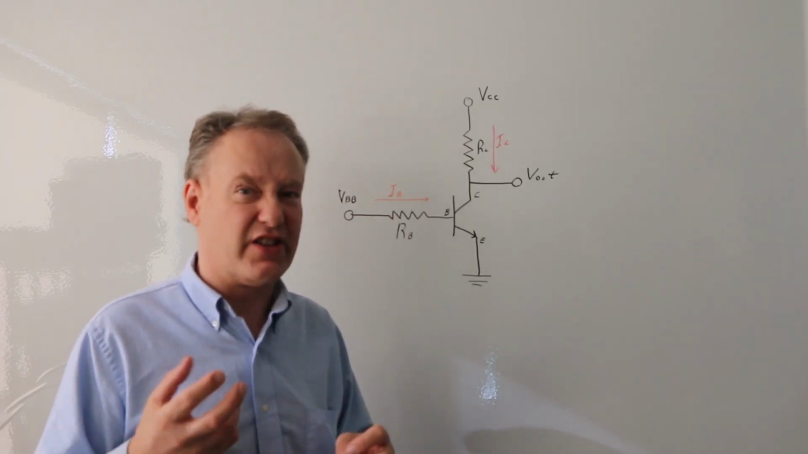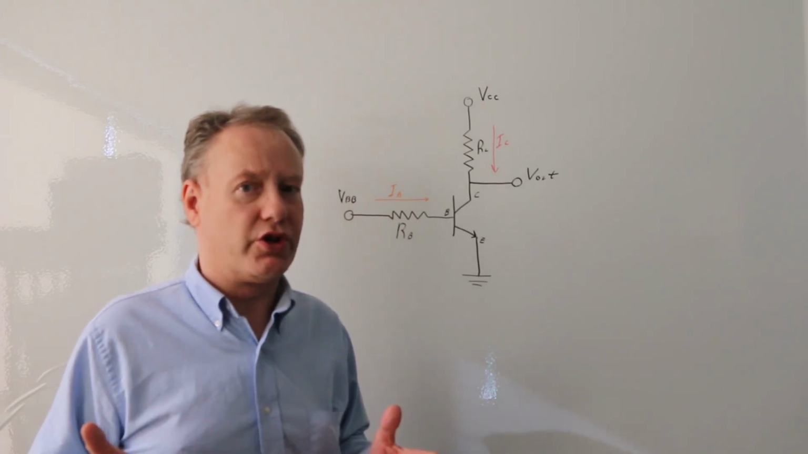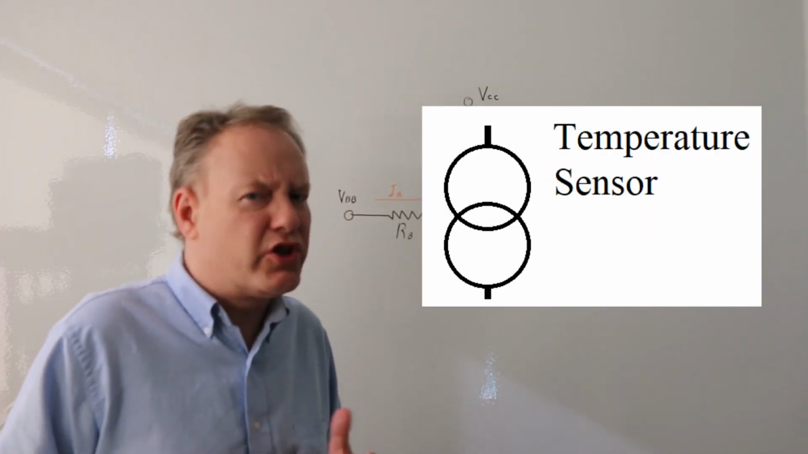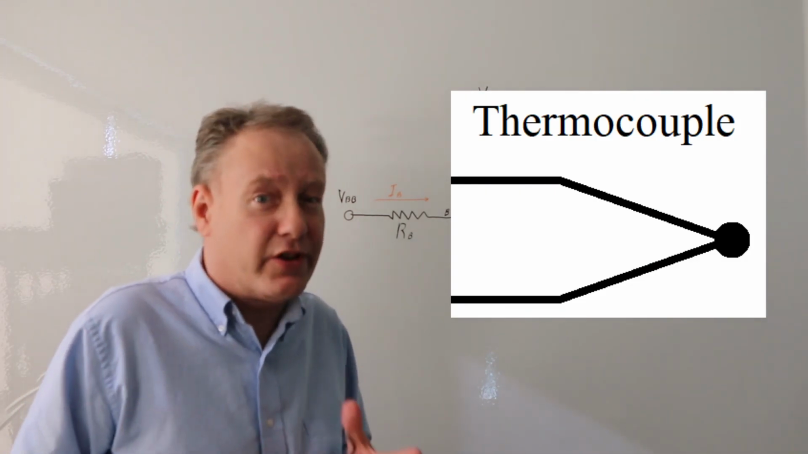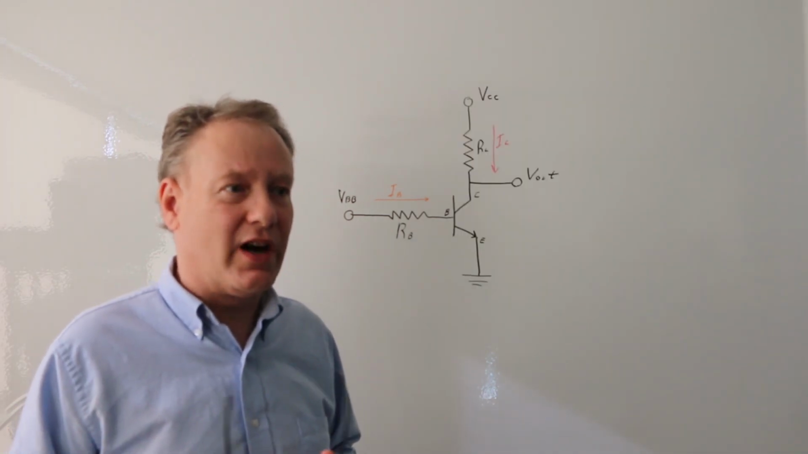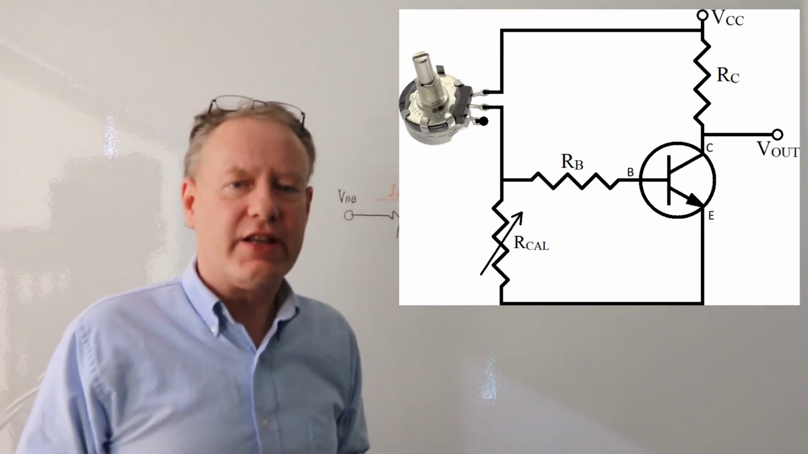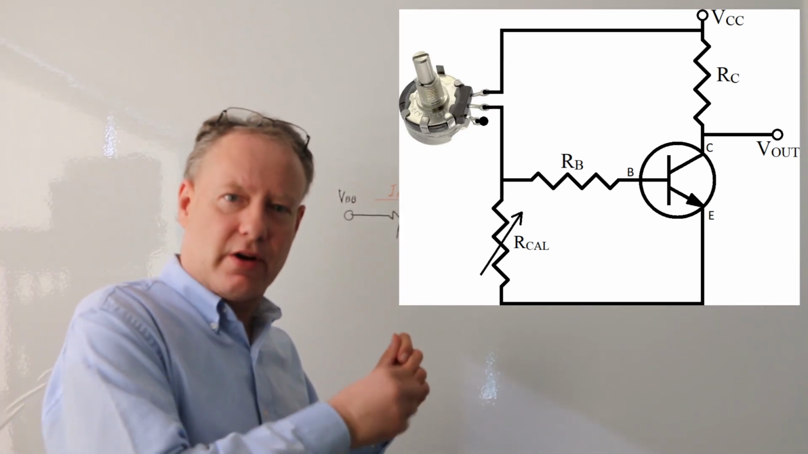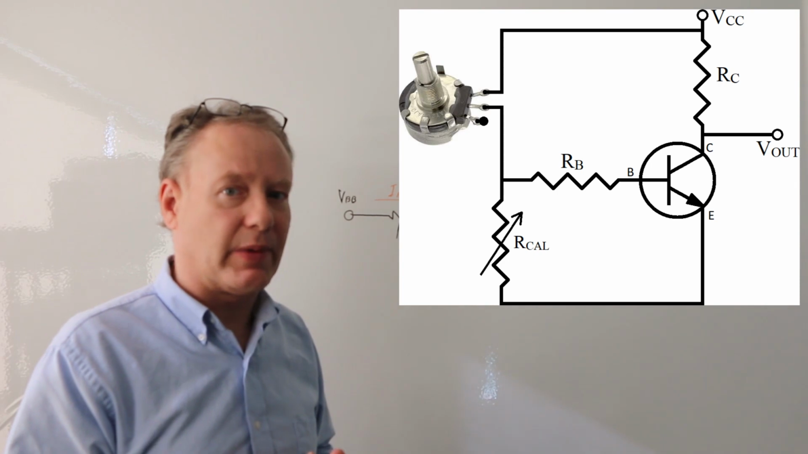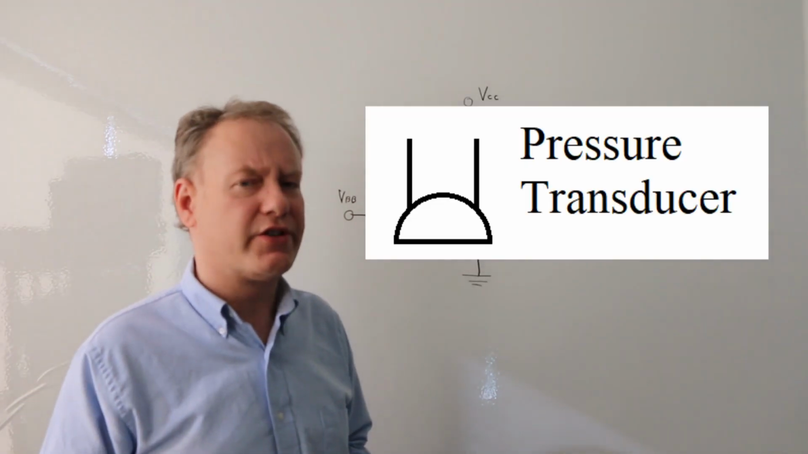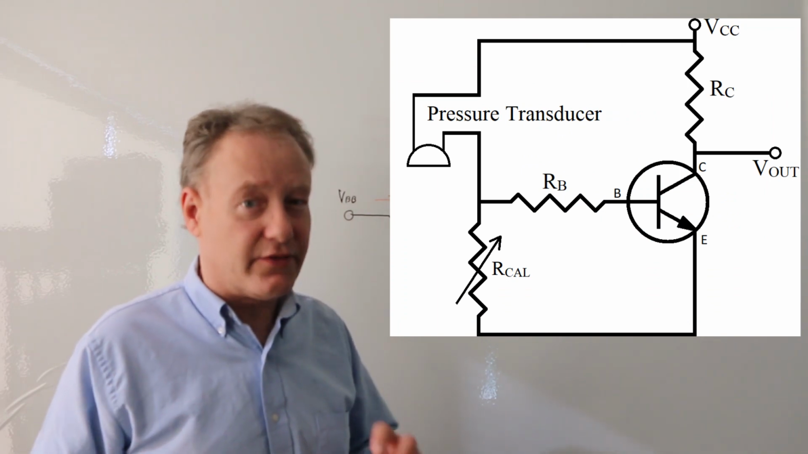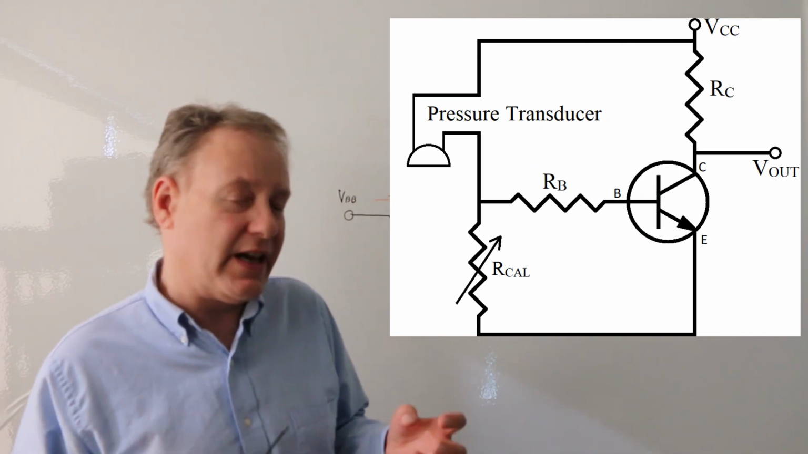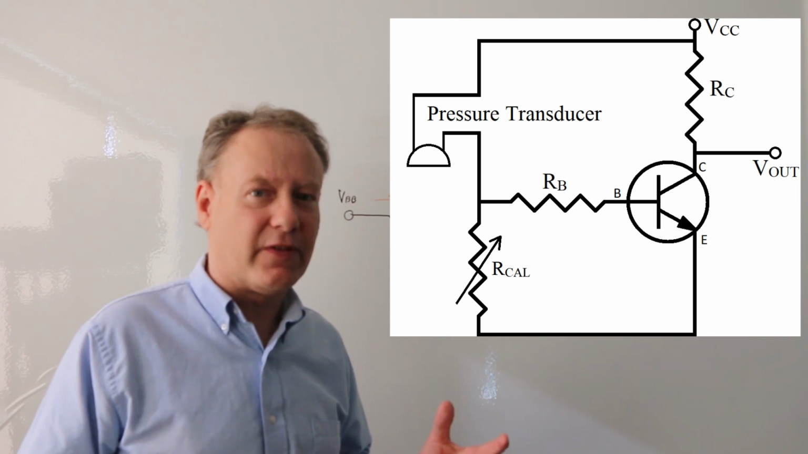Essentially, as far as sensors go, well, it goes huge. We've got thermistors, temperature transducers. We've got thermocouples. Yeah, those are temperature transducers as well. We've got angle sensors. Actually, we can use a potentiometer as an angle sensor. Very cool application. We can also take a pressure transducer and turn that into a sensor as well.